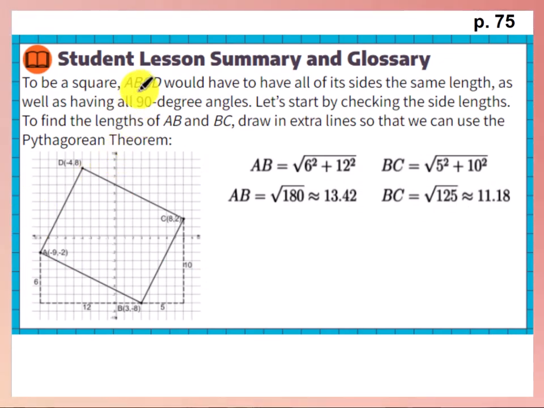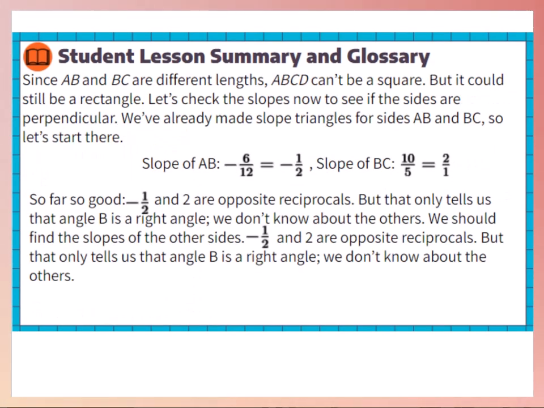Alright, to be a square, we would have to have all the sides the same length. So you need to be going through this, reading, highlighting what's important, and then looking at those formulas and what's happening. Remember, we've been using the Pythagorean theorem a lot, and if you get stuck without a formula, go back to what you know, and you should know the Pythagorean theorem.